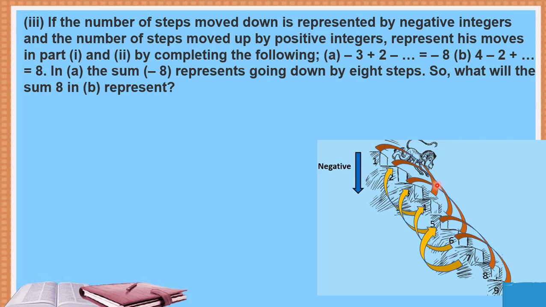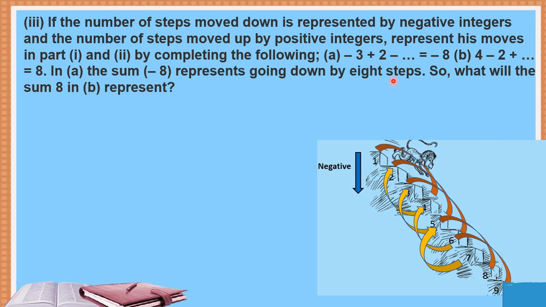So complete his moves in part A and part B by filling in the following steps. A is minus 3 plus 2 minus something up to infinite equals minus 8, and in B we have to find 4 minus 2 plus up to infinite, that equals 8. So in this, fill in the blanks, that means just dashes, we have to find the numbers here. And in the A problem, the sum minus 8 represents going down by 8 steps. That means in the first problem, minus 8 is going down towards the water level.